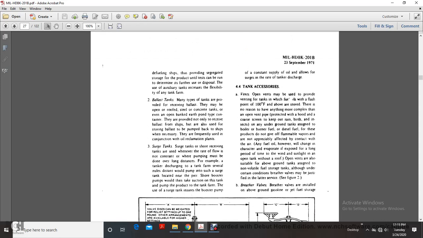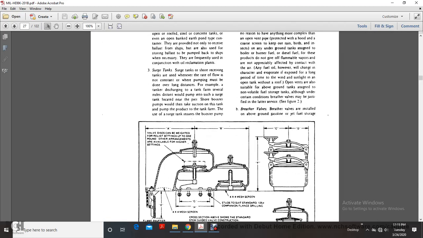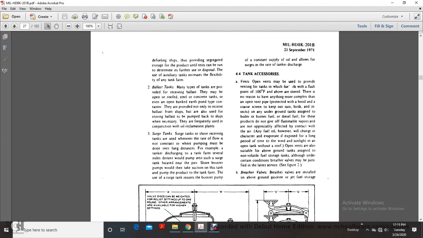Surge tanks. Surge tanks are used as a receiver for the tank whenever the rate of flow is not consistent or constant, when the pumping must be done over a long distance. For example, over a tanker discharging to a tank farm several miles distant, the product would be pumped into such a surge tank located near the pier. Shore booster pumps then take suction from the tank and pump the product to the tank farm. The use of the surge tank ensures the booster pump a constant supply of the oil despite surges in the rate of the tanker discharge.